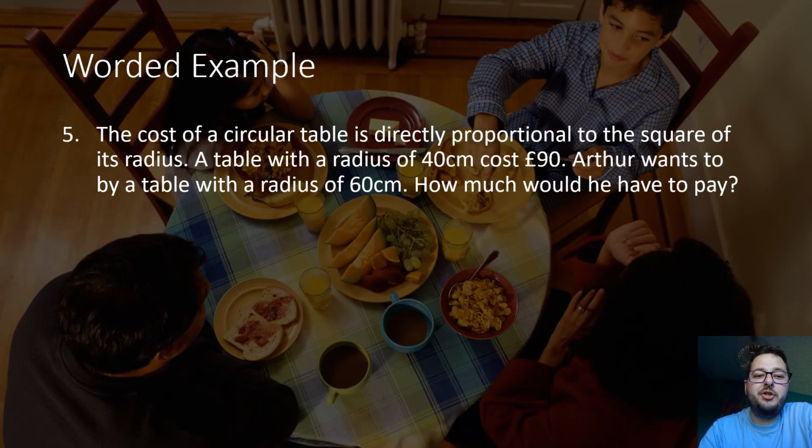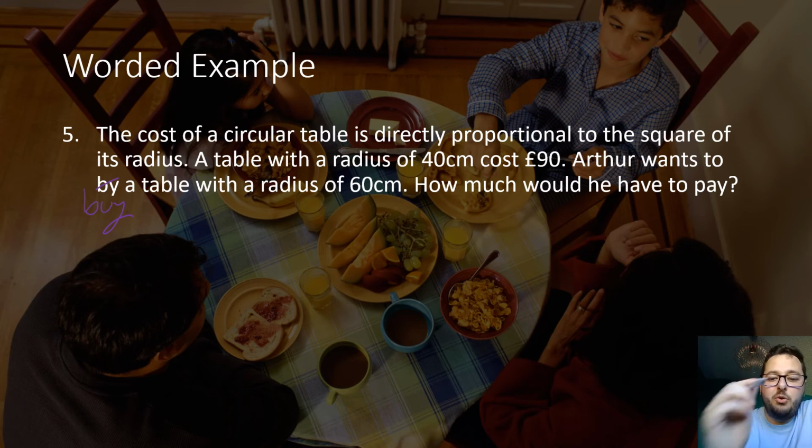Okay, and then the final question, we've got that the cost of a circular table is directly proportional to the square of its radius. A table with a radius of 40 centimetres cost £90. Arthur wants to buy a table with a radius of 60 centimetres. How much would he have to pay? Okay then, so a cost of a circular table then is directly proportional to the square of the radius.